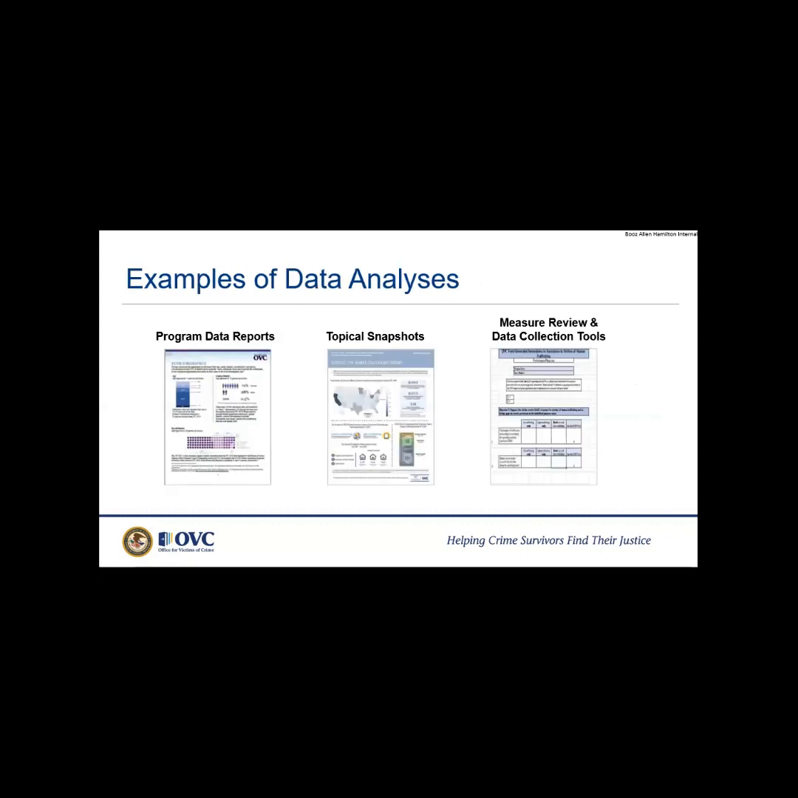Here are a few examples of what we've been able to develop with the data that's provided. Again, program data reports that are specific to different programs and solicitations, topical snapshots that are geographic or focusing on a specific population or demographic, whether it's age, gender, race, ethnicity, or specific victimization type or crime type. We also have been able to develop data collection tools and review the measures to make sure that they are in line with the work that our grantees and subgrantees are completing with the OVC funding.